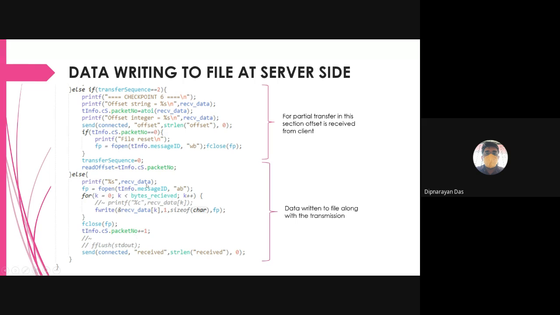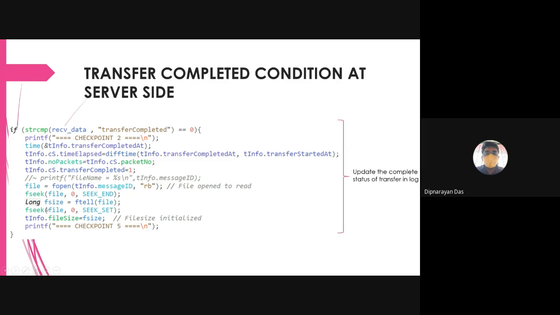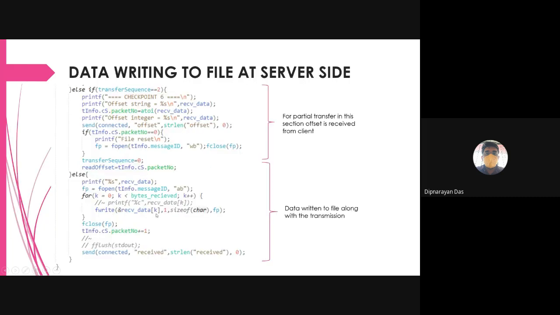When it receives the data, I am opening the file at the server side in append binary mode, so I am appending the data. There may be a question: suppose there is a new file, then what will happen? For that, you can see here I am seeking the file pointer. Whether a file was already sent or not, I am setting the file pointer explicitly, so when I append, I know from where it is appending the data.